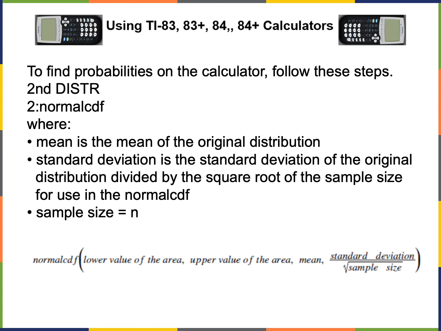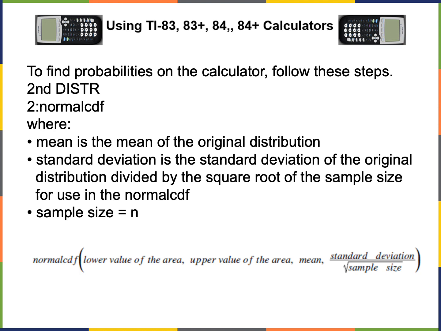Then the mean is the same as the original distribution. The only thing that changes is this part, because the standard deviation is now considered the standard error of the mean, because we're talking about means now. So it's the original standard deviation divided by the square root of the sample size that you've taken, okay?